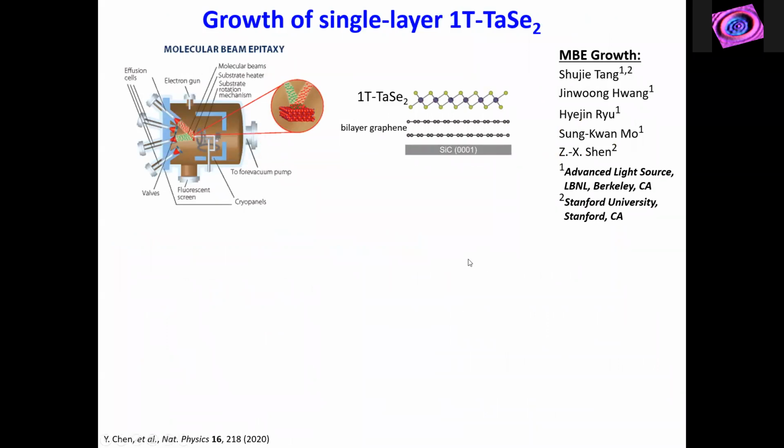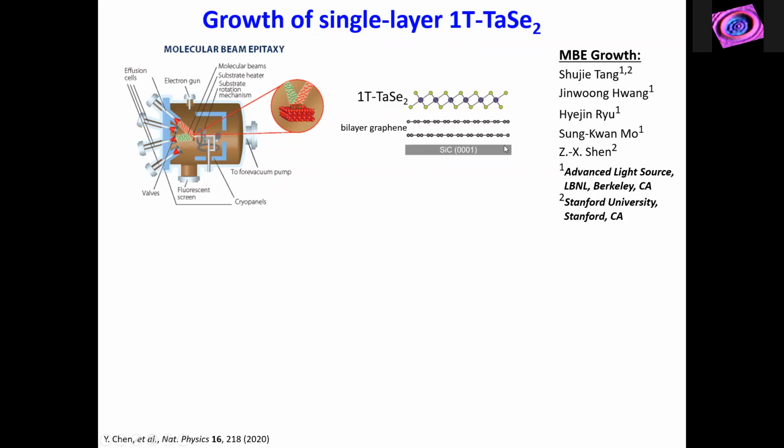And so we got rid of the interlayer coupling by just looking at this material at the single layer. And to get the single layer material, we use molecular beam epitaxy. And so the material was grown by our collaborators, Sung-Kwan Mo and Zhi-Xun Shen. Zhi-Xun Shen is a professor at Stanford, and Sung-Kwan Mo runs a group at the Advanced Light Source at Lawrence Berkeley National Laboratory. And these guys grew the materials in a collaboration with us, and they gave my group the materials.